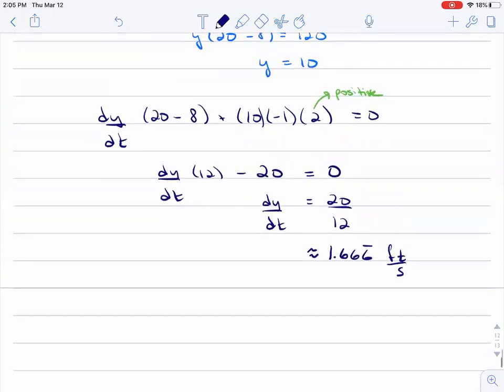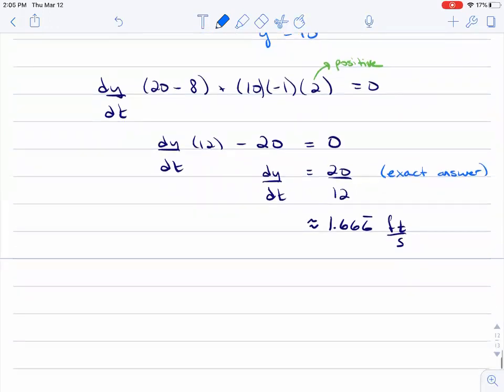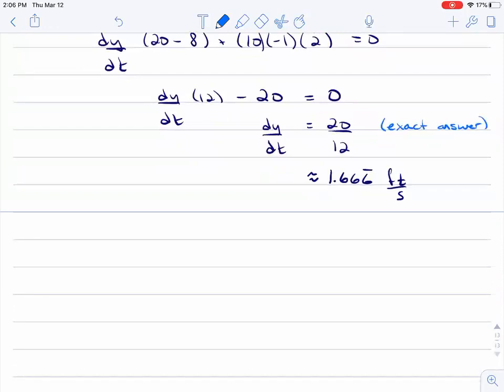Just as a note, this is the exact answer. You could simplify it, there are common factors in there, but 20 over 12 is the exact answer, and this is your approximate answer.